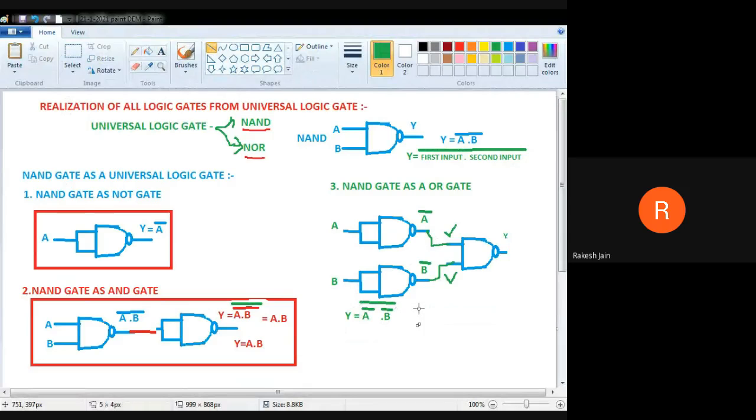So the first input is A bar, the second input is B bar. First input dot second input having a total bar. So this will be the output of this diagram. This is the output of this diagram.